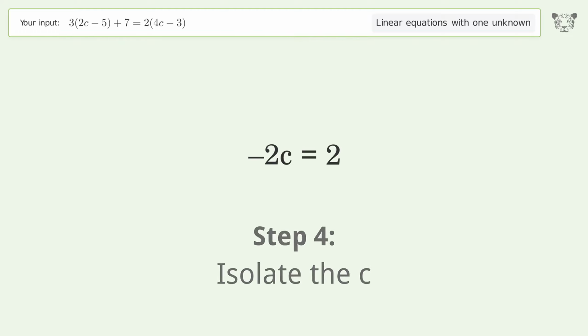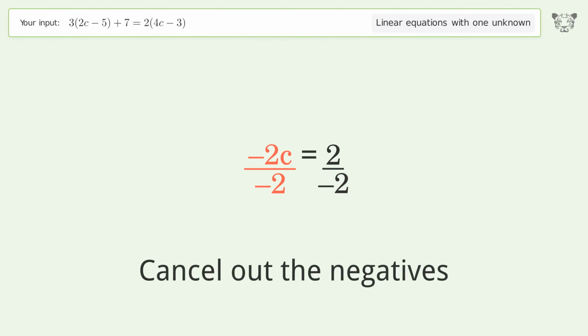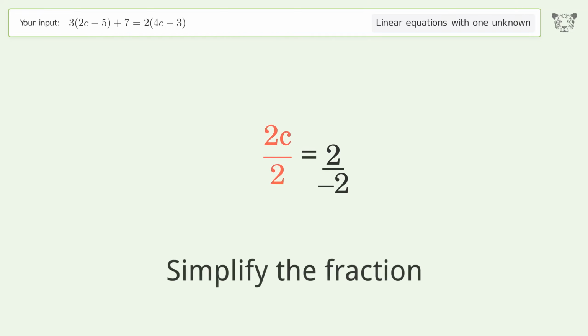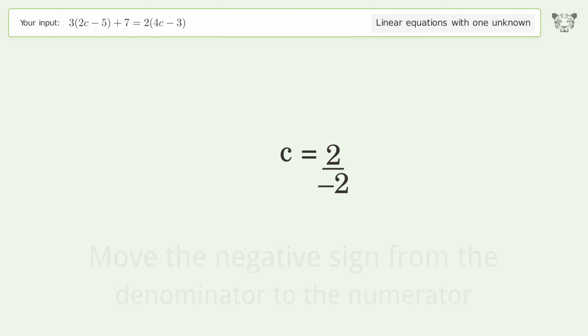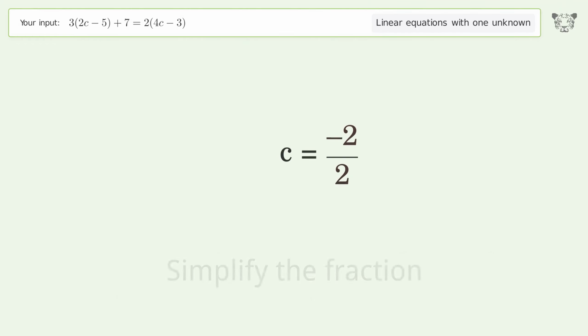Isolate the c. Divide both sides by -2. Cancel out the negatives. Simplify the fraction. Move the negative sign from the denominator to the numerator. Simplify the fraction. And so the final result is c equals -1.